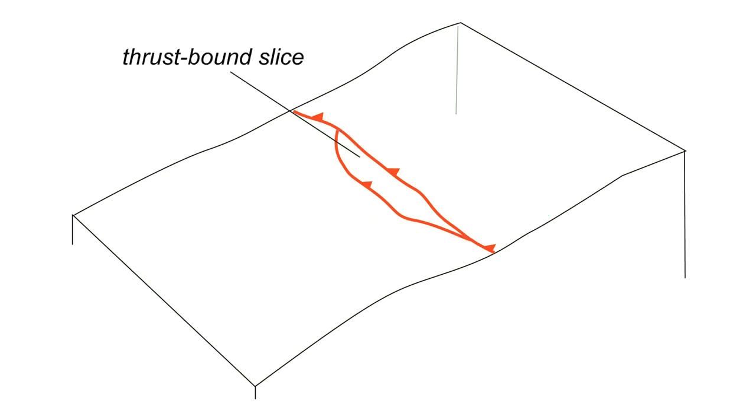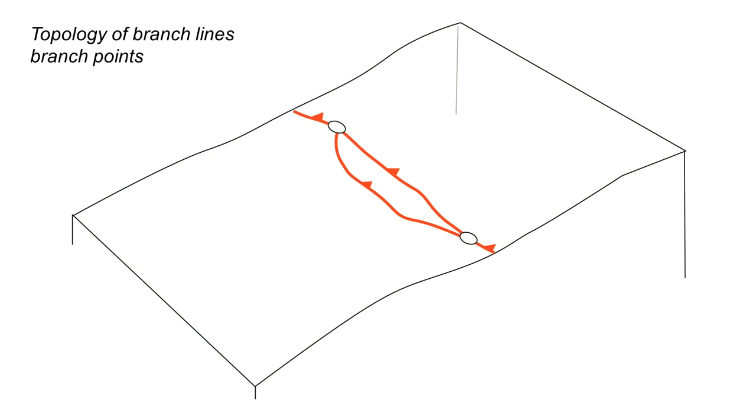So here's our thrust-bound slice showing the map view. And there are 2 places where the bounding thrusts meet. Here. These are called branch points. They're points on the branch line. Now let's look at just a segment of the branch line here. And we can see that our branch line segment changes from being underground to having been eroded and above ground as it passes through the branch point.